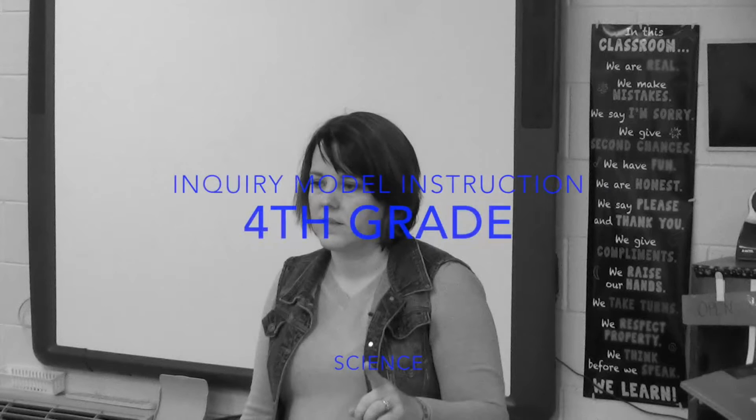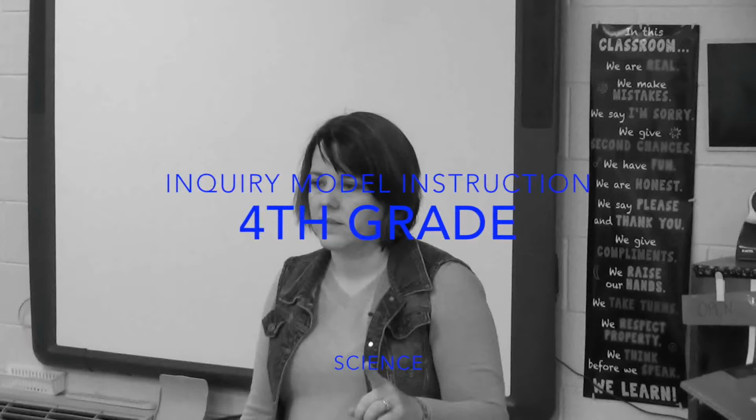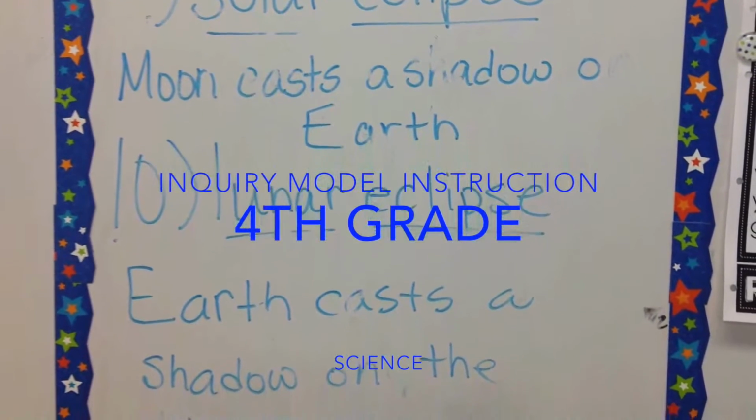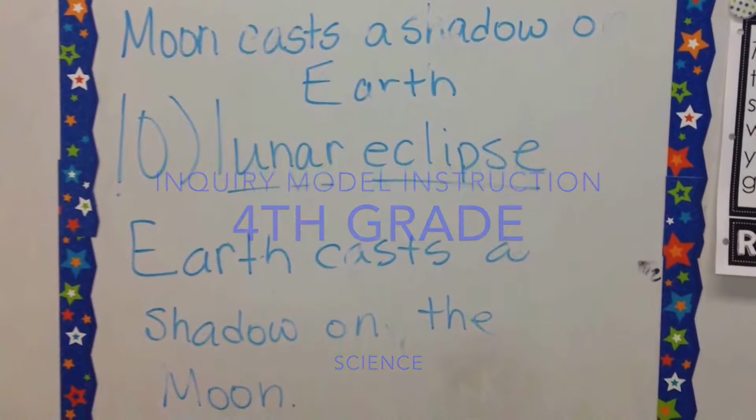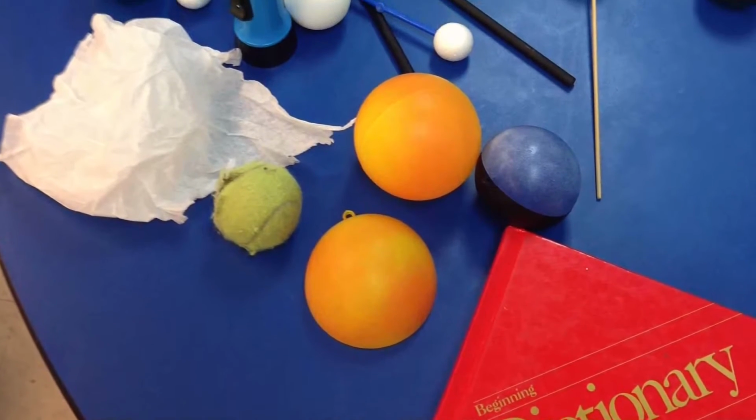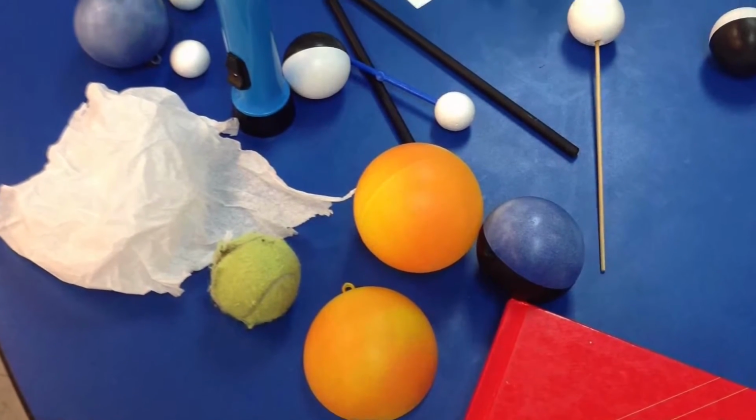This fourth grade teacher leads a science lesson about eclipses using inquiry. She uses a KWL-style format by checking prior knowledge, listing student-produced questions, allowing students to explore by interest, and sharing the learning.